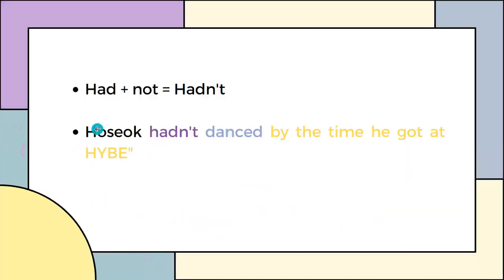And as you could observe, I used hadn't, which means had plus not. You can also use hadn't. You don't necessarily need to always say had not. You can say the time he got at Hype. Okay?